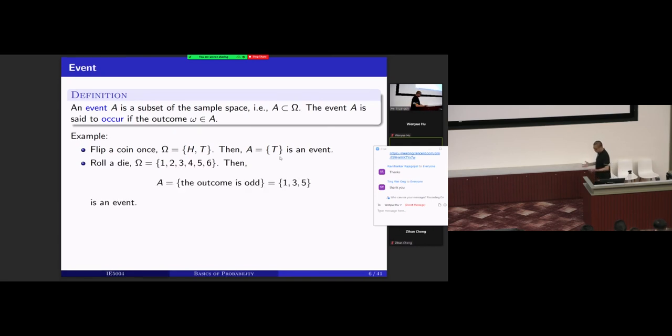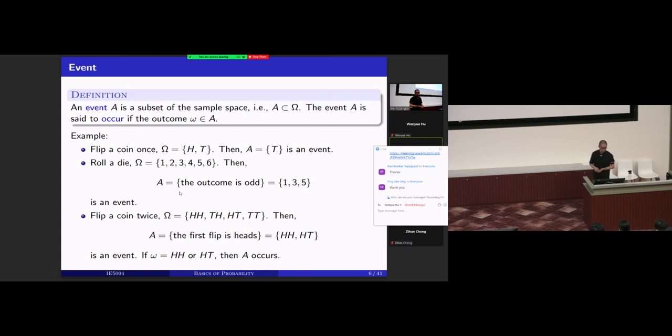Then sometimes it's more convenient for us to specify an event by a description rather than listing all outcomes. So, for example, consider this example, we roll a die. We know that the sample space is 1 to 6, right? So we consider event A, which is that the outcome is odd. The outcome is odd means the outcome should be an odd number. There are 3 odd numbers, 1, 3, 5. So according to this description, this event should have 3 outcomes, 1, 3, 5. So this is another way to specify an event.